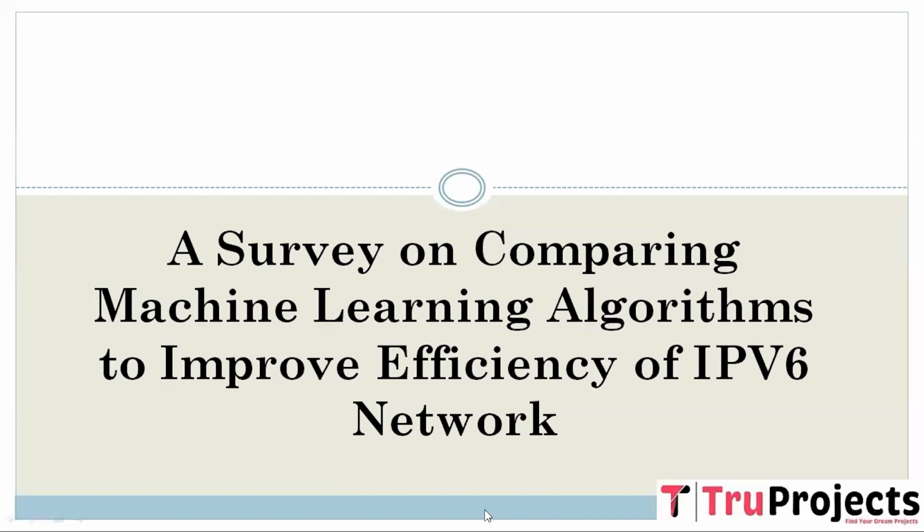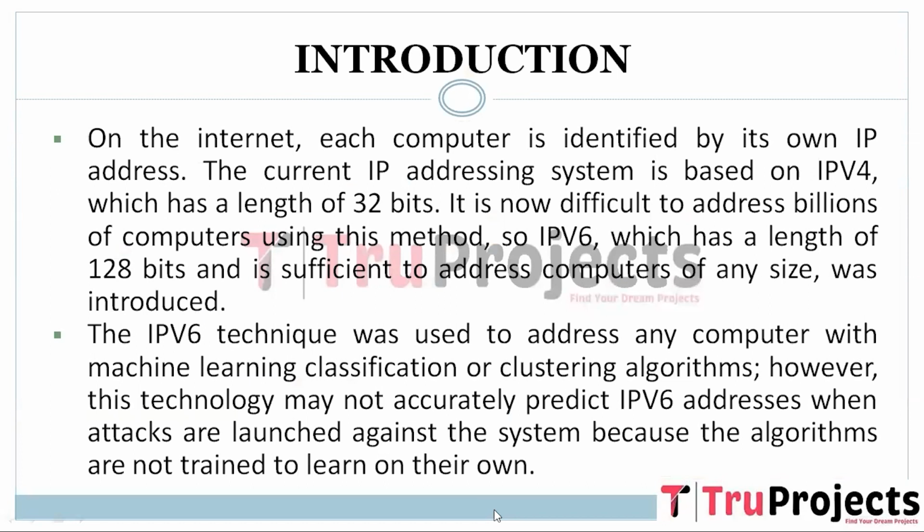In this project, we are going to see a survey on comparing machine learning algorithms to improve efficiency of IPv6 network. Introduction. On the internet, each computer is identified by its own IP address. The current IP addressing system based on IPv4 is insufficient for addressing billions of computers. To address this, IPv6 with a 128-bit length was introduced.